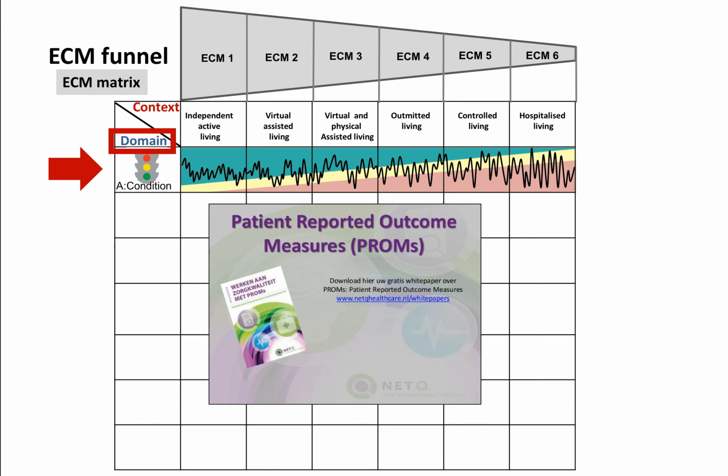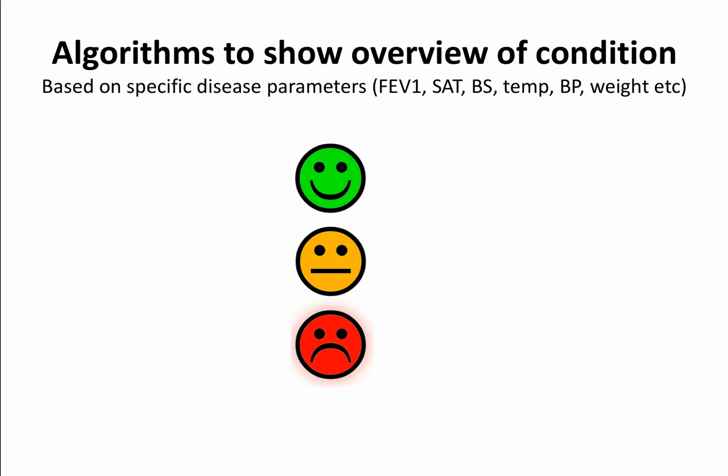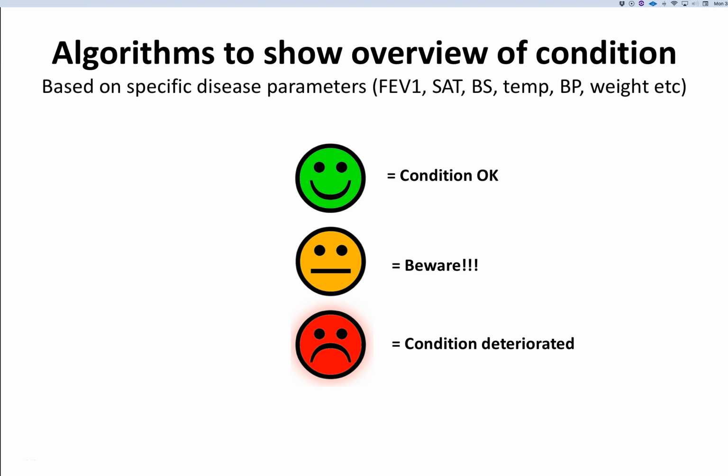In the condition domain, you'll often find algorithms that generate a traffic light color for the overall condition conclusion based on the underlying data set for the relevant chronic condition the individual person at hand has. In this way, one obtains an easy way to visualize whether the person is in his habitual condition or whether there's an acute or subacute deterioration. See context change from ECM 1 to ECM 6.